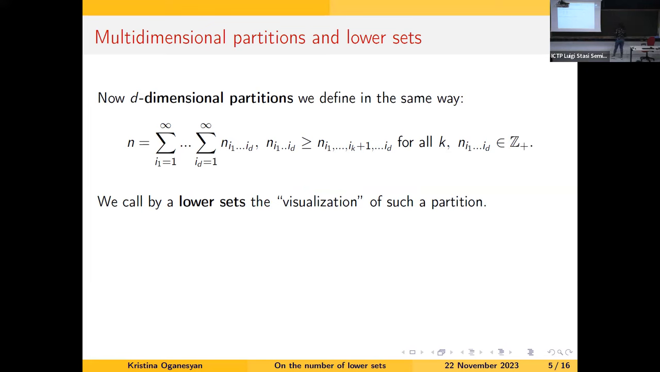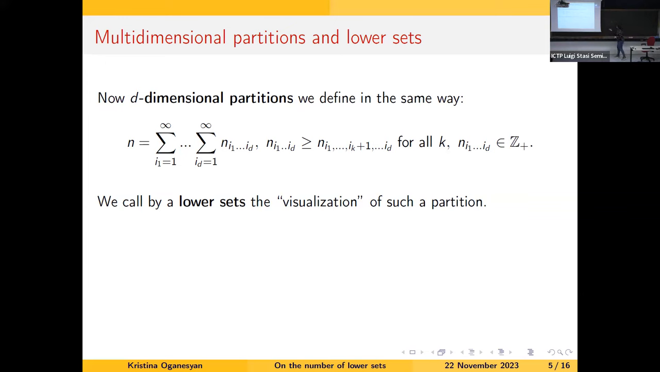So what is a lower set? It's basically a set Q in the positive orthant. How do we define it? So if x belongs to Q, then any other point which has all the coordinates less or equal than that of x must belong to our set also. So it's a lower set. If you have this x belonging to Q, then any x prime with x_i prime less than or equal to x_i qualifies, and then you must have x prime in the set also.